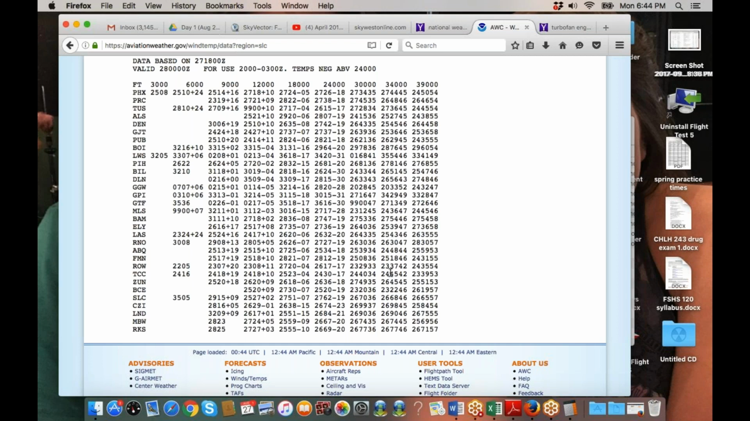I mean, we'll go with probably about a 20 knot tailwind. Maybe 20. We'll go with 25, just to change it. So, 25 knot tailwind.